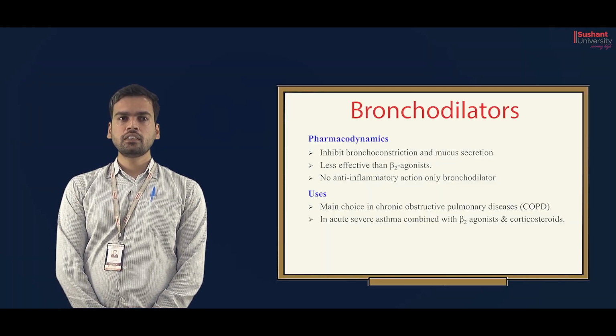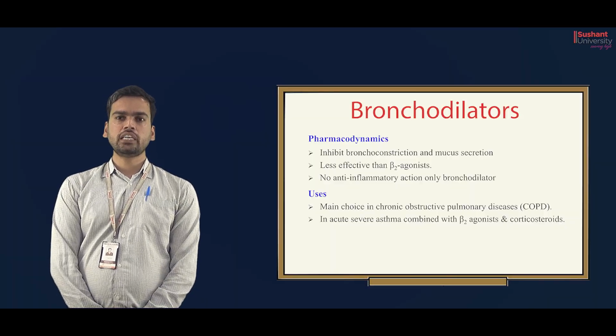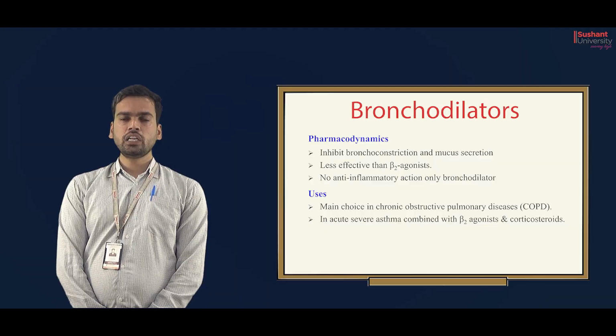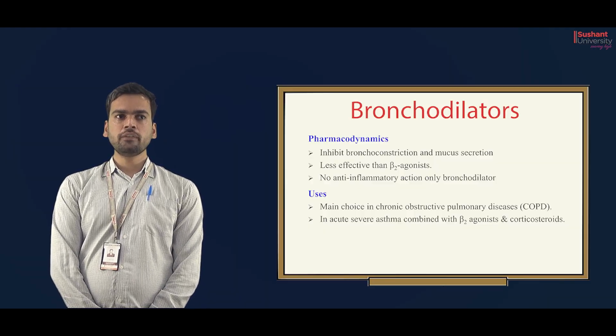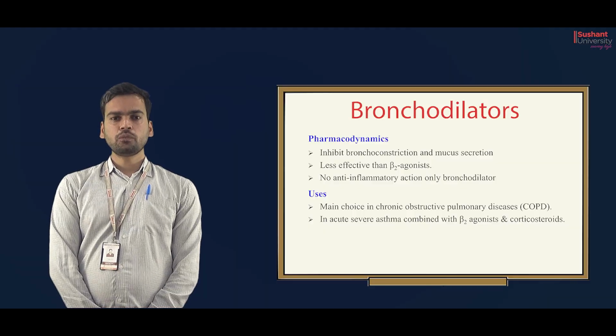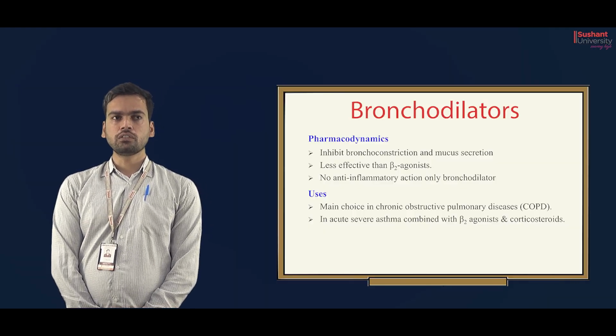They are less effective than beta-2 agonists, and they do not produce any anti-inflammatory actions in our body also. So they are mainly used in the treatment of COPD, and they are also used in the treatment of several types of asthma in combination with beta-2 agonists or corticosteroids.